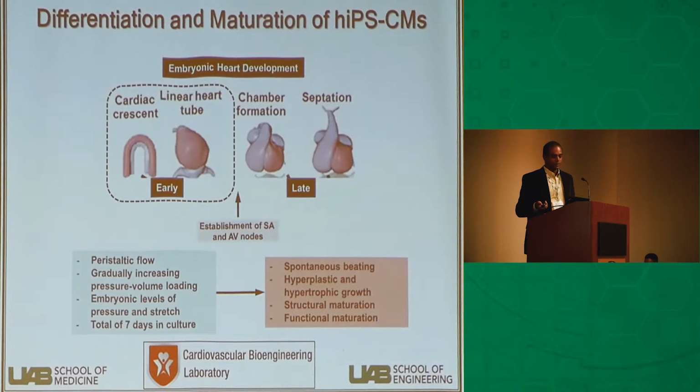At that stage, what these cells really see is initially peristaltic flow, followed by gradually increasing pressure volume loading. These are still at embryonic levels of pressure and stretch, and for a duration of 7 days, to coincide with what happens with the differentiation protocol. What we expect to see is these cells are still spontaneously beating because the nodes are still not formed to drive these. But what we really want to see is if there's hypertrophic and hyperplastic growth of these cells. And then in terms of structure and function, we want to see maturation.